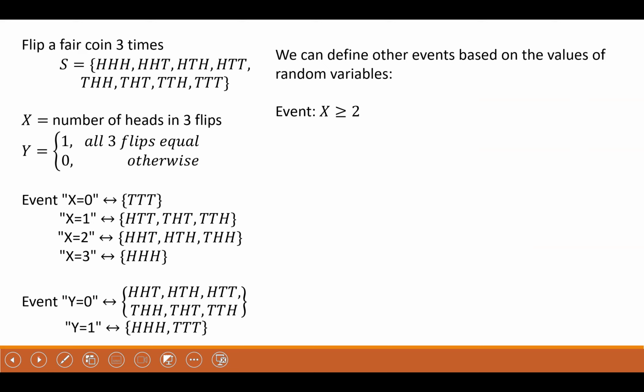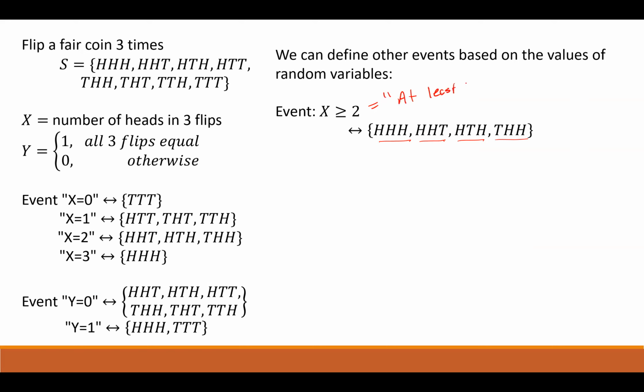So I can define another event based on my random variable. It doesn't just have to be equality. I can do things like inequality, right? So x greater than or equal to 2. Well, that means I have at least 2 heads in my 3 flips, which is heads, heads, heads, heads, heads, tails, heads, tails, heads, or tails, heads, heads. So I could describe this in English as at least 2 heads in 3 flips.